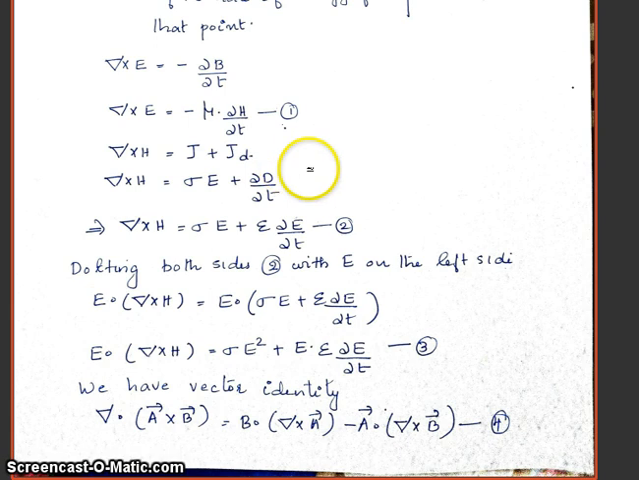Now I am going to dot equation 2 with E. While dotting, I will place this E on the left hand side of del cross H and on the left hand side of sigma E plus epsilon dou E by dou T. So I have written here E dot del cross H is equal to E dot sigma E plus epsilon dou E by dou T. Removing the bracket, that is equal to sigma E square plus E epsilon dou E by dou T, which is my equation 3.